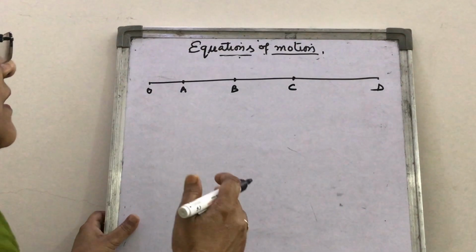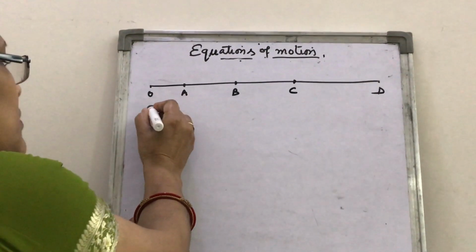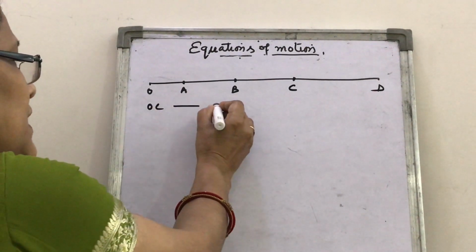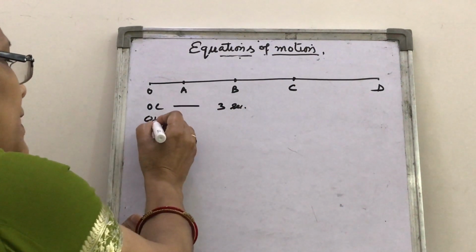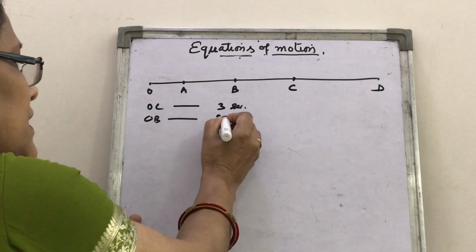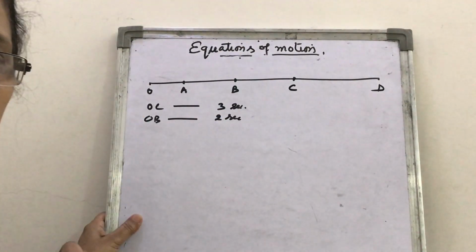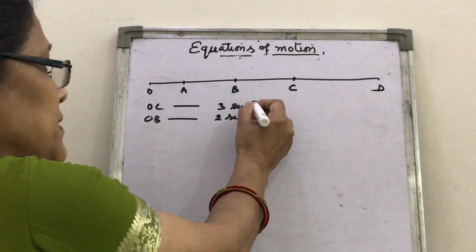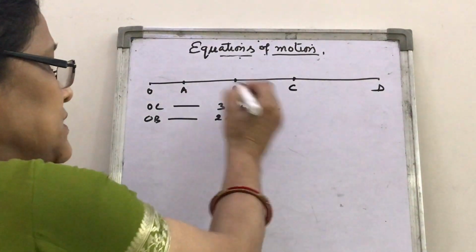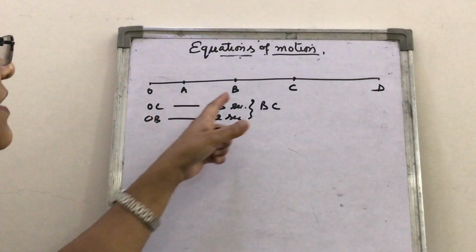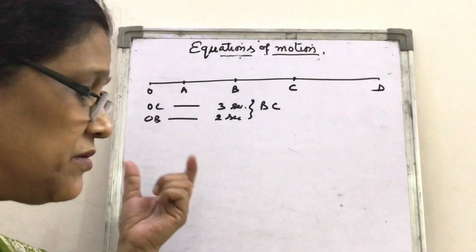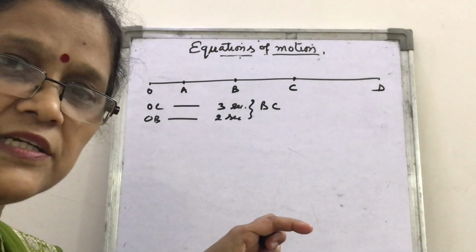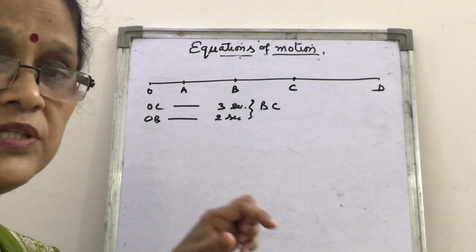Suppose we see that OC is the distance covered in 3 seconds and OB is the distance covered in 2 seconds. Tell me what will be BC? What will you tell about BC? BC is the distance covered in the 3rd second. What I mean to say is, in 3 seconds and the 3rd second, what is the difference?